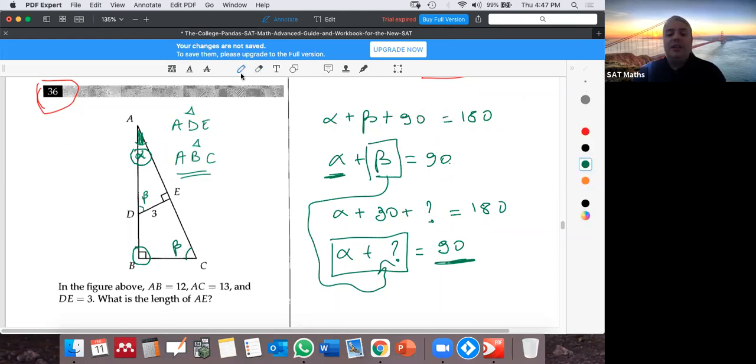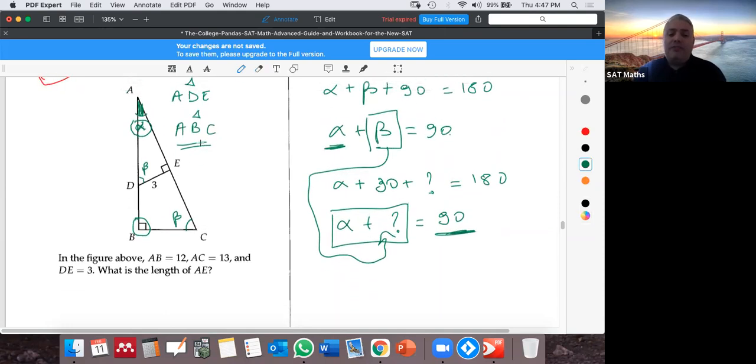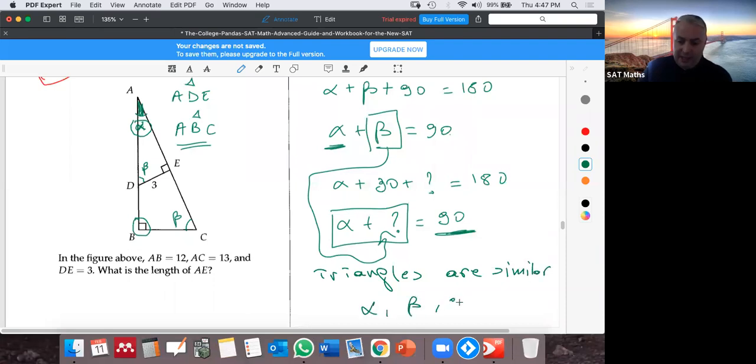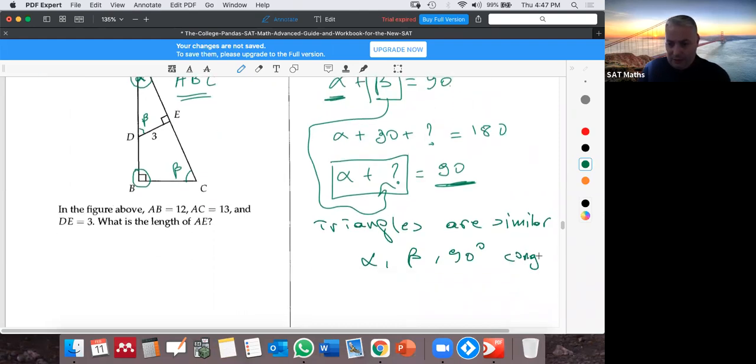Why finished? We have two different triangles, but they have the same or congruent angles. And then I can directly say that they are similar. Triangles are similar. The reason is alpha, beta, 90 degrees are congruent. Congruent means equal. They equal each other. So what am I going to say then?